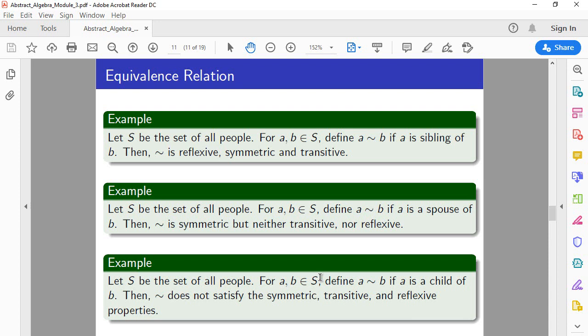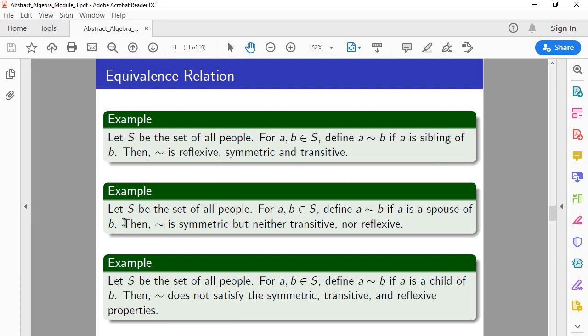So we see that this relation is a symmetric relation. And then the transitive property also holds here, because if A is the sibling of B and B is the sibling of C, then A would be a sibling of C as well. So in other words, if A tilde B and B tilde C, then A tilde C will hold. So this relation is a transitive relation as well.